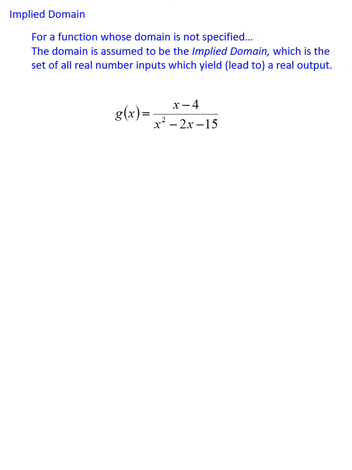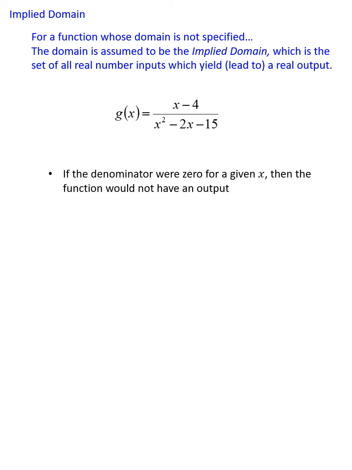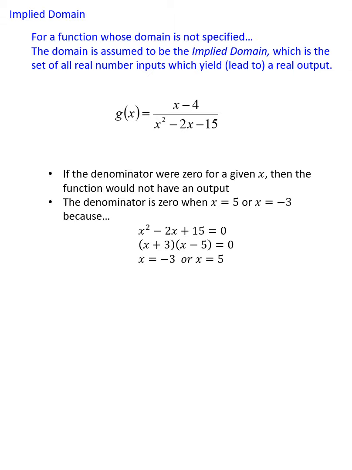But there's other numbers it can't be too. Let's proceed with my thought process here. So my thinking is, if the denominator is 0 for any given x, such as 5, then the function would not have an output. Now it turns out the denominator is 0 not only when x is 5, but also when x is negative 3, and you can see my algebra there. I essentially solved the equation denominator equals 0 to find out what x cannot be, or what inputs are not allowed. Therefore, x cannot be negative 3 or 5.